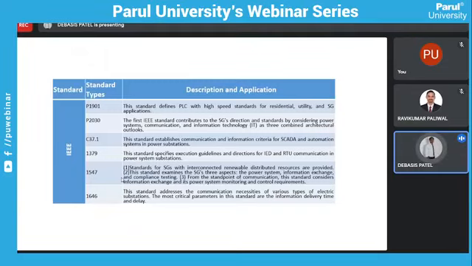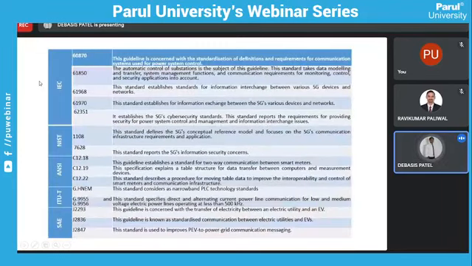Next, when coming to communications technology, different institutes and boards have specified different standards. The first one is IEEE, the Institute of Electrical and Electronics Engineers, which also defines some standards for our communications technology. Similarly, the next one is IEC, the International Electrotechnical Commission, which also defines some standards through which information and communication technology should work.